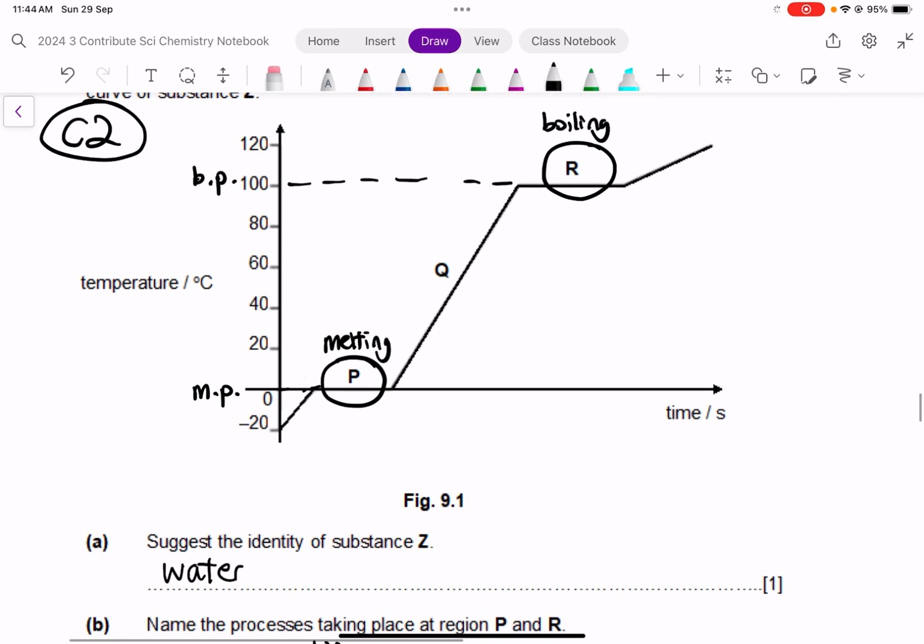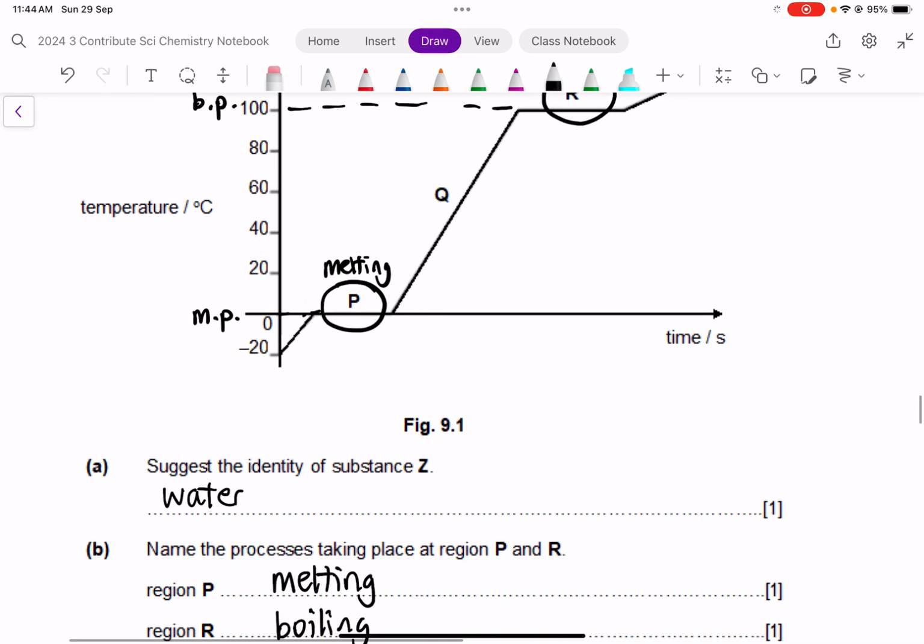Next, you're asked a very standard question. What are the processes taking place at P and R? Melting and boiling. So again, we are able to tell that it's changing state because the temperature remains constant. The temperature is flat at the regions. So always look for the flat, horizontal regions of the heating curve. That will tell you that there's a change in state happening.